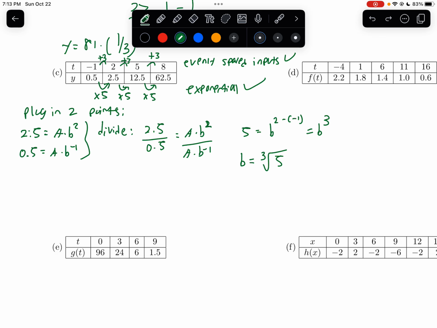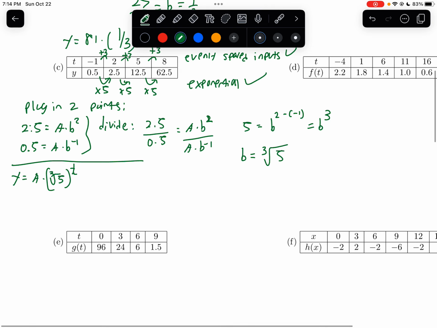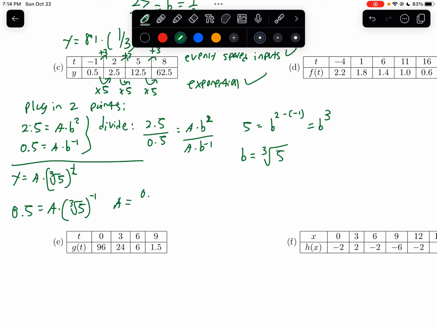And then we need to figure out a. So we don't know a yet, but we now know that our function looks like this. And you can plug in a point again and solve for a. So say the first one, 0.5 equals a times cube root of 5 to the negative first power. So a is 0.5 over the cube root of 5 to the negative first power.